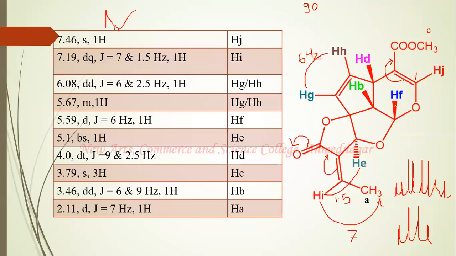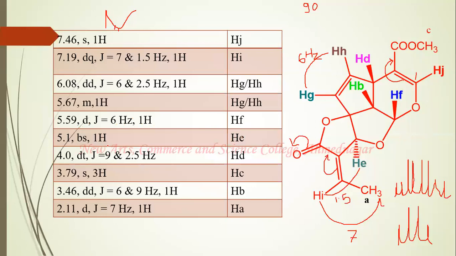But we know that electronegative oxygen atoms are going to decrease the coupling constant value, and the coupling constant value is 6 Hertz because of this decreasing effect of the two oxygens. So the 5.59 doublet is because of the HF proton. HF couples with the HB proton.